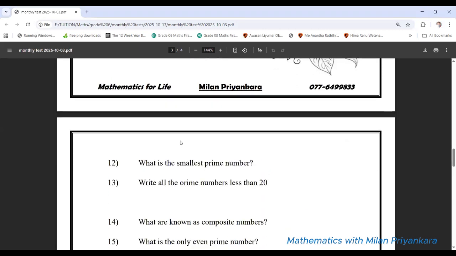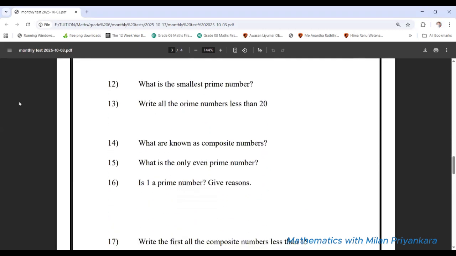So we have got some more questions, right? Okay, let's do this. Maybe 12. What is the smallest prime number? It's very simple, right? So, prime numbers. What is a prime number? A prime number has exactly 2 different factors, right? The smallest prime number is 2.